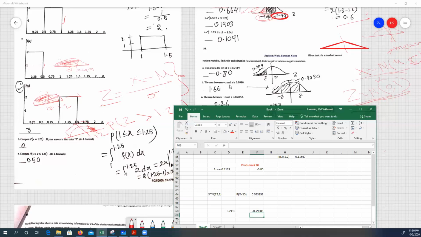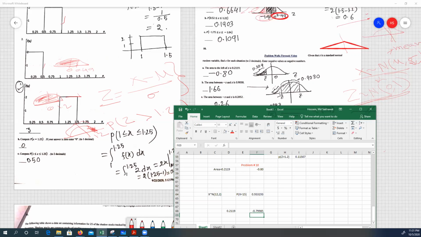Now you have the area in between these two numbers, in between negative z and z. That means this z is the same number, one is negative, the other one is positive, but you have to find this z. You are given this area in between these two numbers. The area is 0.9030. So now how can we find this value? If you know the area on the left side of this number, then you can easily find the value of z. But we do not know this area. We know the area in between these two numbers.